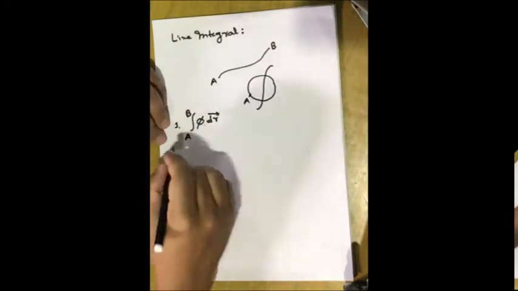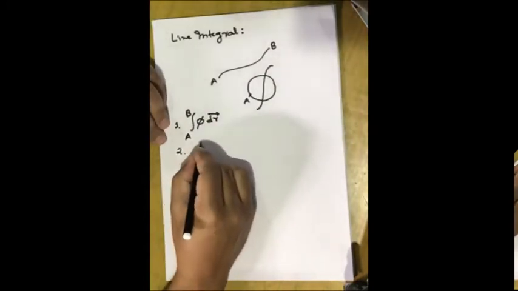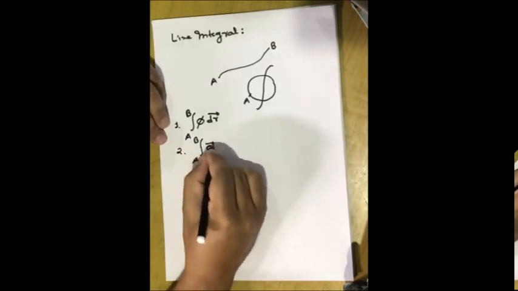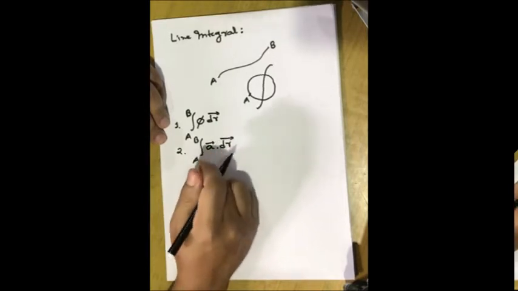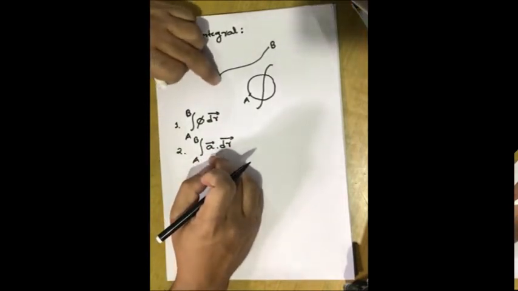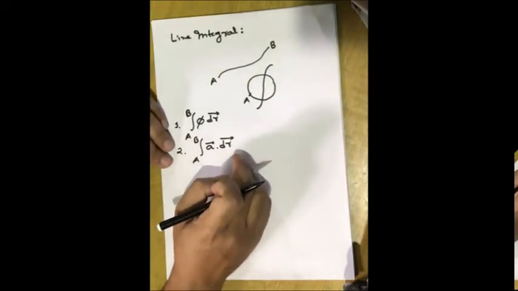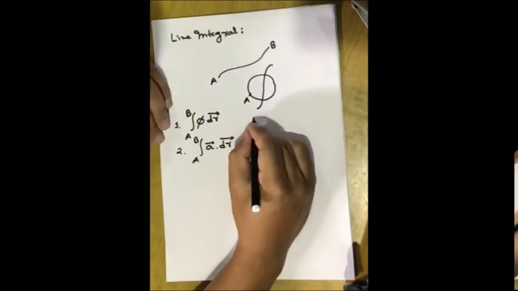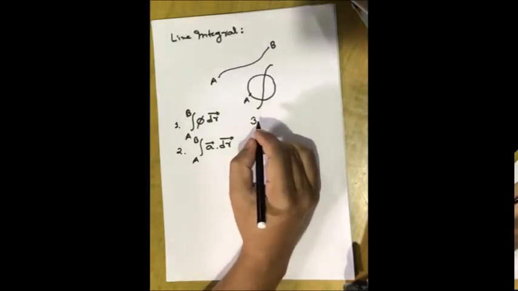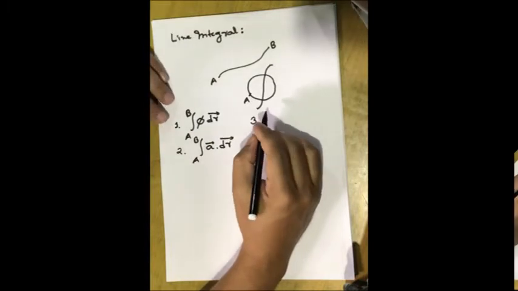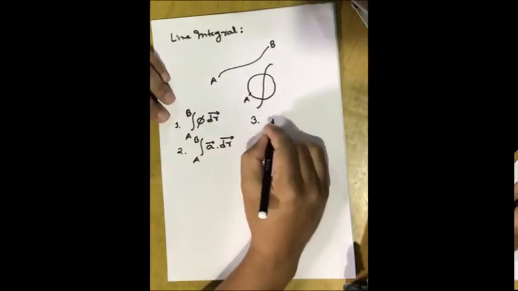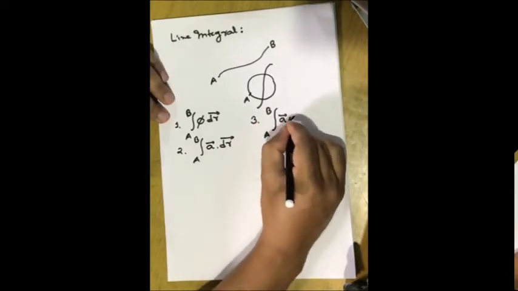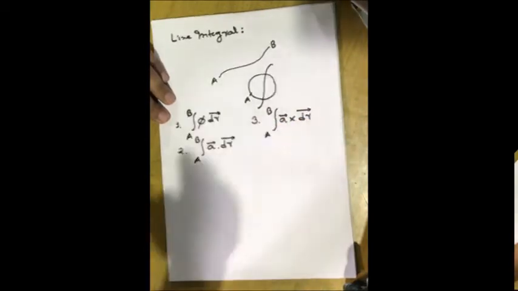The second type of line integration we can define as the integral from A to B of A dot dr. Here A is a vector field, and we are taking the line integration from A to B. This is the second type. Now, the cross product is also possible between two vectors. Therefore, the third type of line integration could be the integral from A to B of A vector cross dr vector.